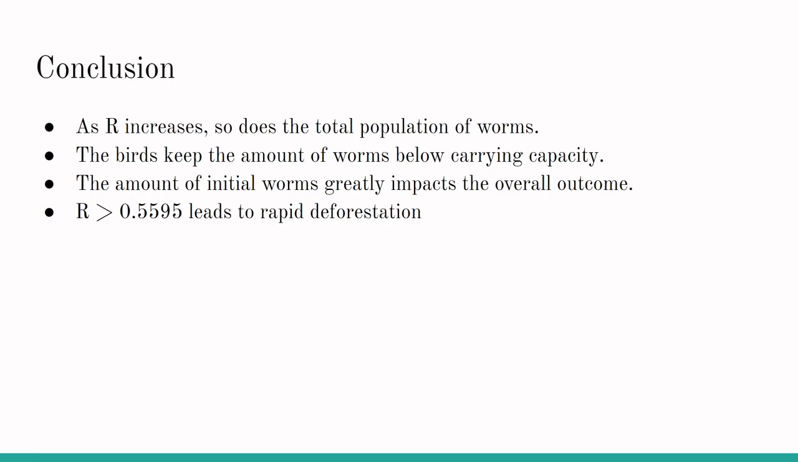So what we want to take from this is we want to try to figure out any way possible to keep that reproduction rate below that threshold, and as low as we can. If we can keep it relatively low, then we can still have the worms in the ecosystem, but they won't completely destroy it.